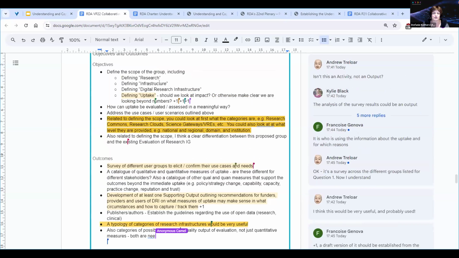Okay. So I think the idea of defining uptake and making sure that we don't look at numbers only, and possibly look at impact, seems to have quite a few agreements, which is good. If there are any other things that you particularly agree with, please note your pluses.